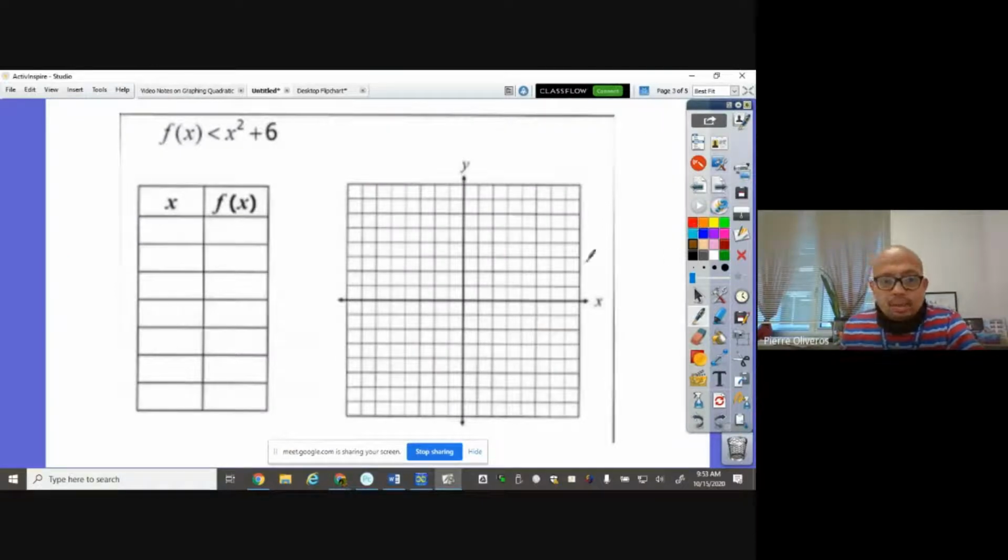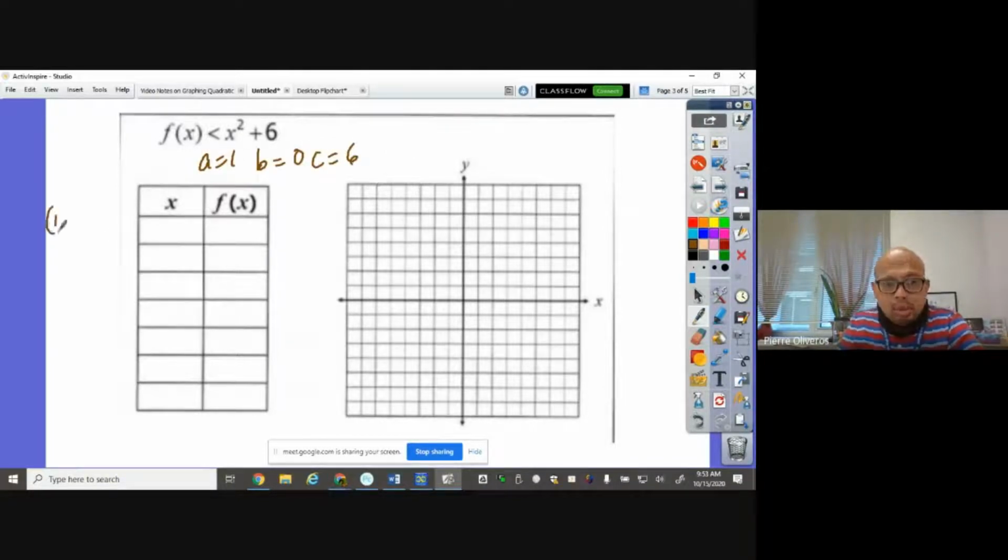Next, f of x is less than x squared plus 6. Again, here the value of a is 1. There's no b here. This is c. Because if you remember, ax squared plus bx plus c, the b is beside the x. There's no x here, this is x squared. So the b there is 0, and the c there is 6. So a is equal to 1, b is equal to 0, c equals 6.